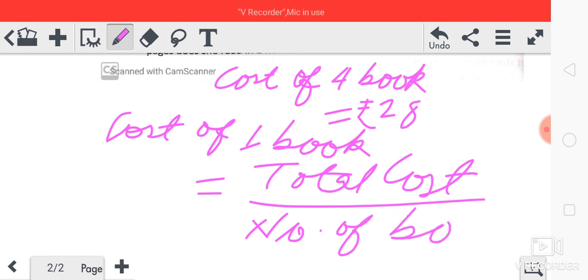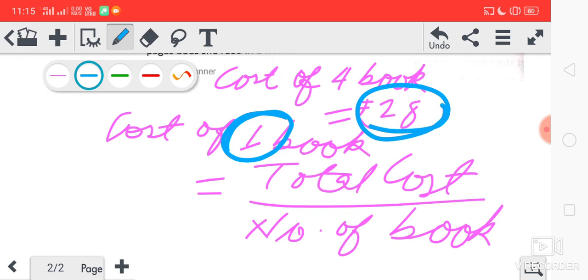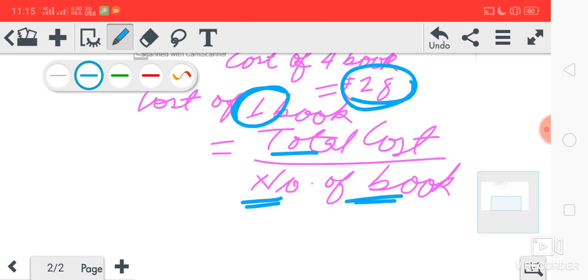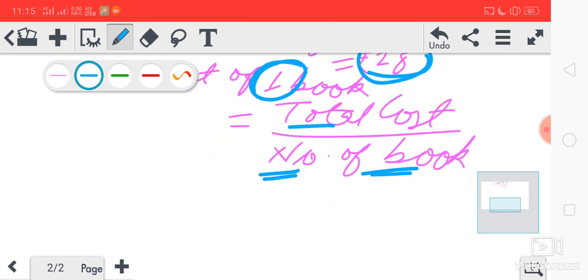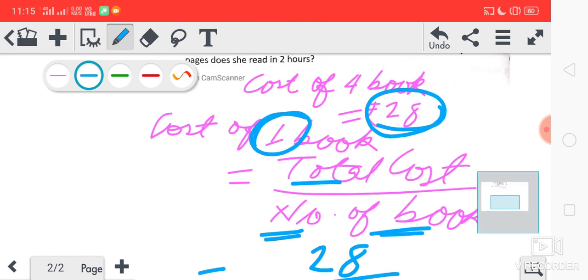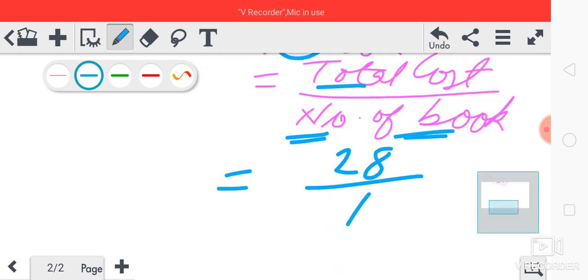Whenever you have to find for one, remember it, always divide the total by the total number. So total cost divided by number of books. The total cost is given as 28 rupees. So we'll divide 28 by the number of books. How many books are given? Total 4 books are given. So we'll divide it by 4.